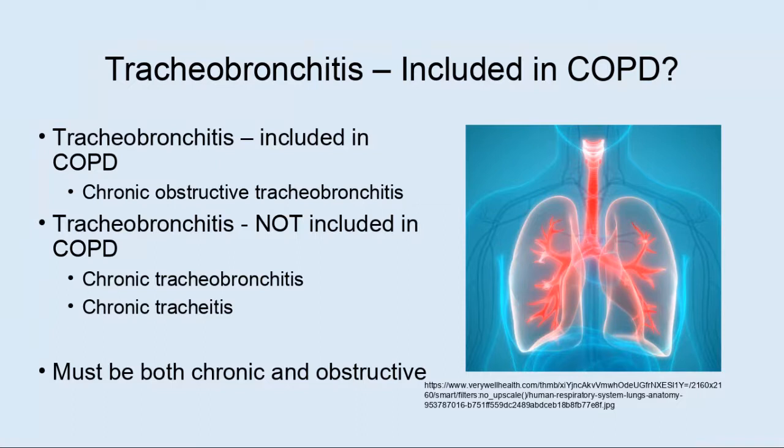There's also the possibility that the documentation says it's tracheobronchitis. So tracheobronchitis may or may not be included in COPD. It is included if documented as chronic and obstructive. Code only the COPD, with no additional code for the tracheobronchitis, except maybe a code for the infection. So if it's not chronic and obstructive, it's not COPD, unless it states specifically that it's COPD. So the documentation, as I said, is really important.